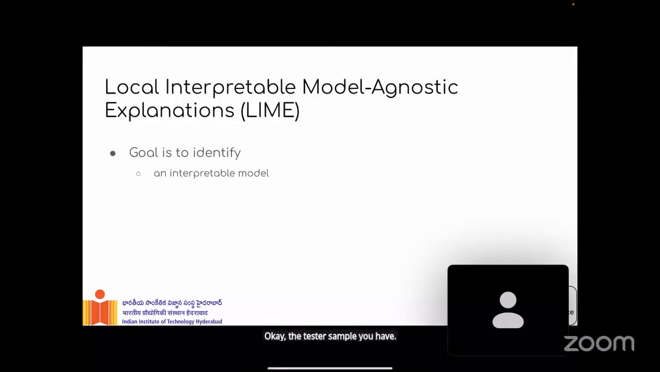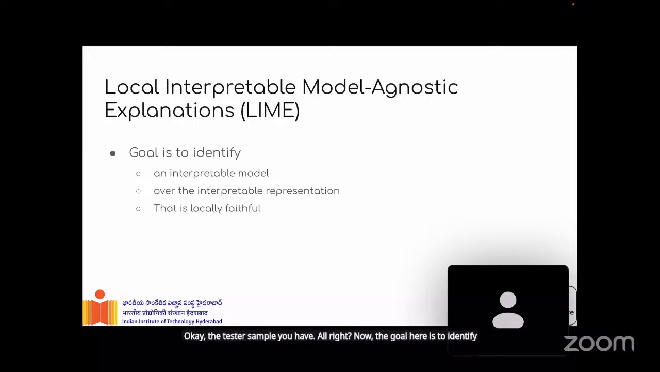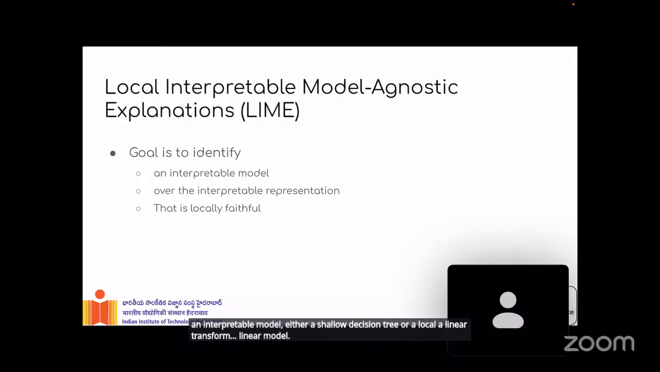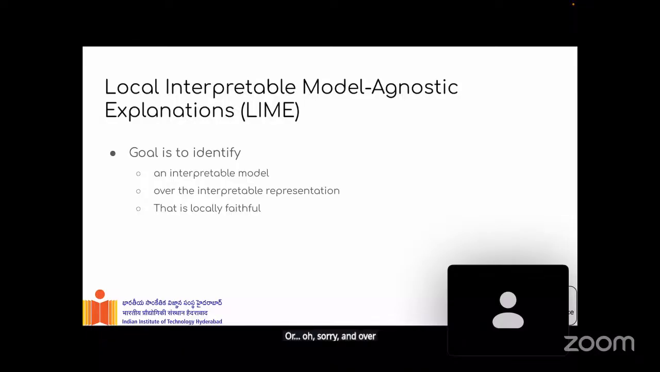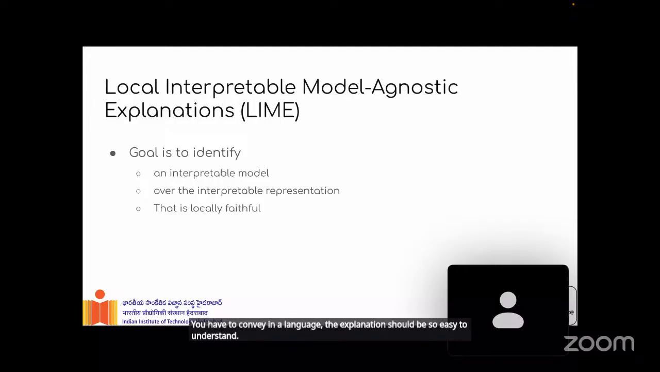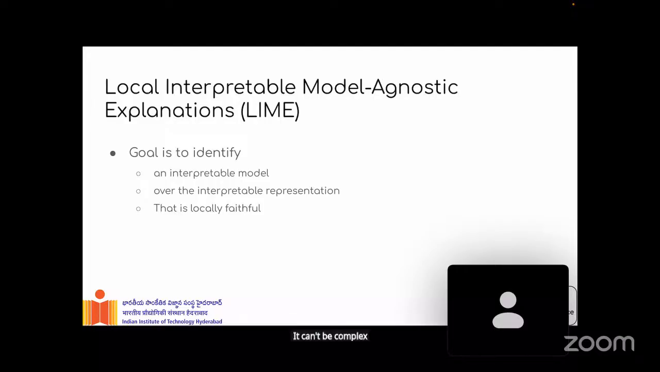All right. Now, the goal here is to identify an interpretable model, either a shallow decision tree or a local linear model, over the interpretable representation. That is very important. The explanation should be very easy to understand. That is inherently there. You have to convey it in a language, so easy to understand. It can't be complex for the end user to understand.